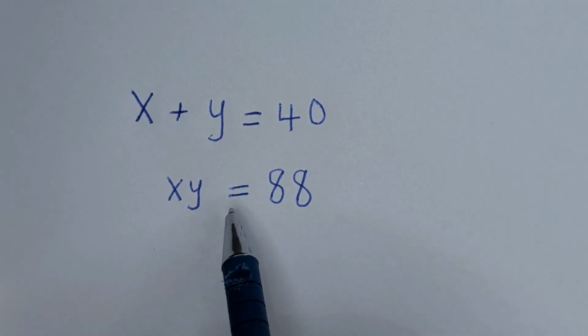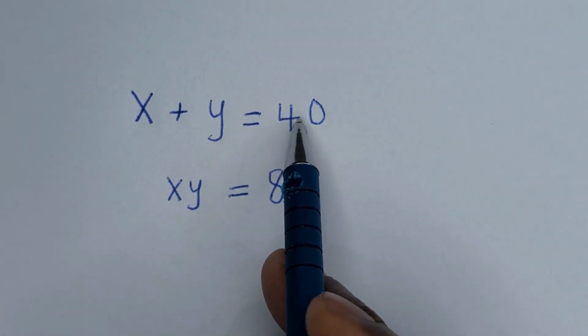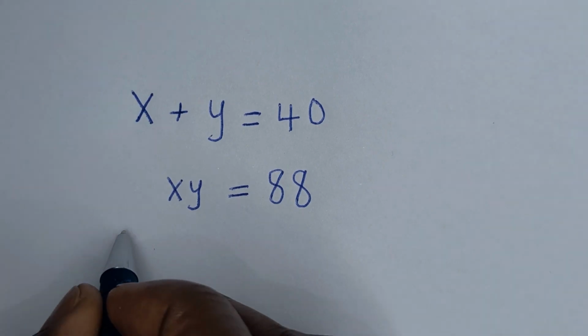Hello, you are welcome to solve this math problem. x plus y is equal to 40, xy is equal to 88. Solution.